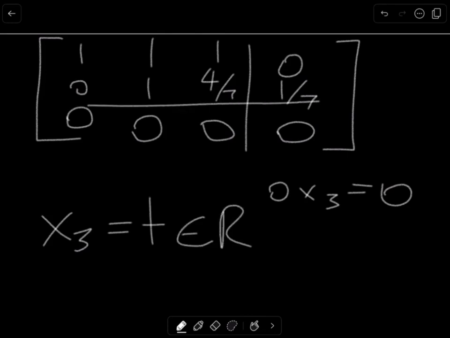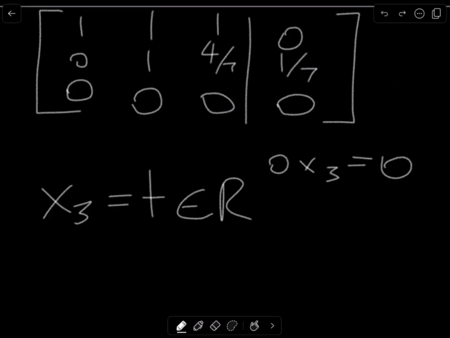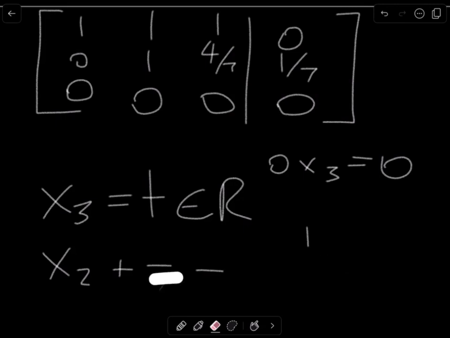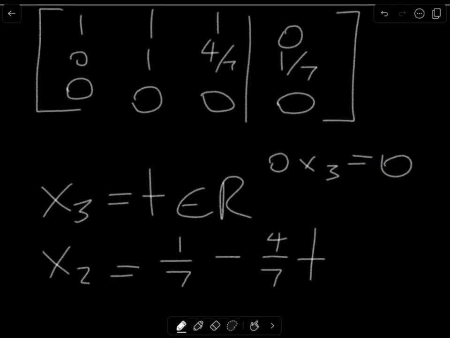Then we're going to work our way up. We're going to work with the second row. If you had to write out the second row in terms of its variables, it would be 1 times x2. Remember, it's 0 times x1 here, so that x1 just falls away, plus 4 over 7 x3 is equal to 1 over 7, but we know that x3 is t. So we can take the 4 over 7t over onto the other side, and we find that x2 is equal to 1 over 7 minus 4 over 7t. And then I'm sure you can solve what x1 is.